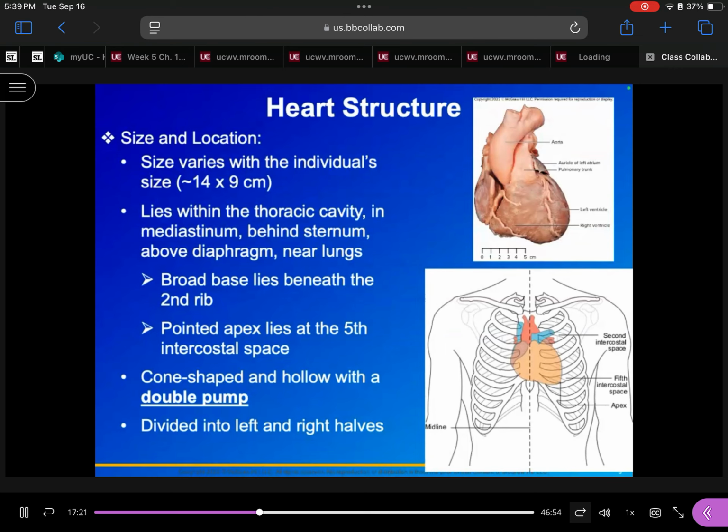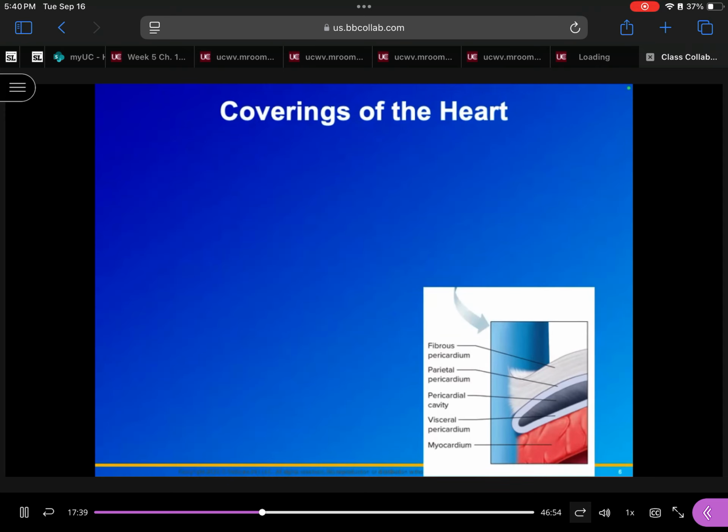But anyway, both chambers are going to pump at the same time. And so you're actually having blood doing this with every single pump. It is going through in a circuit, but 2 different pumps are going on at the exact same time, so it's simultaneous. Fun things. All right, let's look at the coverings of the heart.